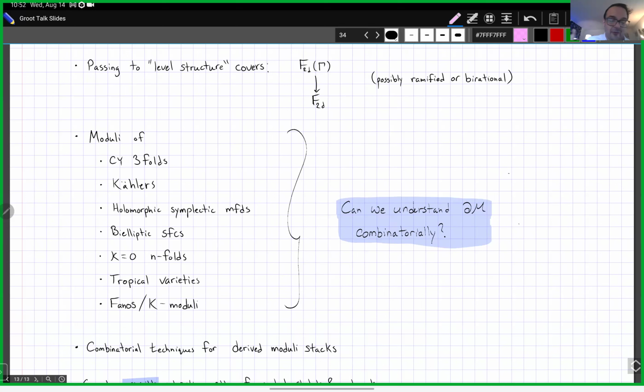So Calabi-Yau threefolds would be an interesting example. Again, for Calabi-Yaus, we expect the central fibers to be triangulations of spheres in general. Things like Kählers, hyperkählers, holomorphic symplectic manifolds, tropical varieties, Fano varieties. It's a big question to me whether or not the boundary of compactifications for these kinds of varieties can be understood in a combinatorial way.